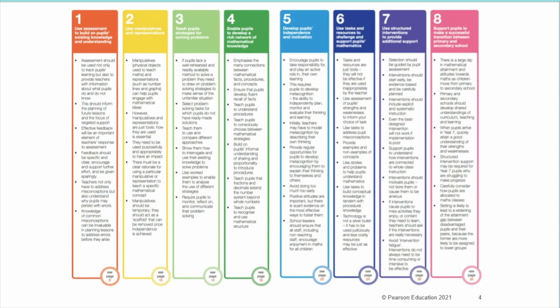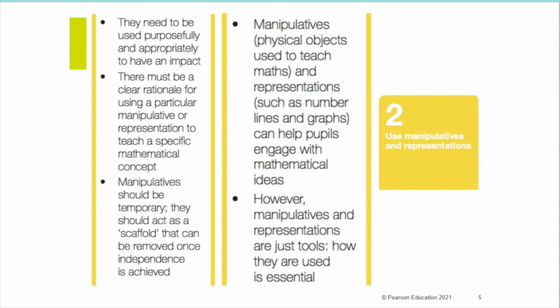If you haven't seen this already, there are 8 strands within there that are suggested ideas or strategies for how to improve that Key Stage 2 to Key Stage 3 transition, but I do think a lot of these are applicable right the way through, very much so. The two that we're going to concentrate on are strand 2 and strand 3. Strand 2 is all about manipulatives, which manipulatives you might use.